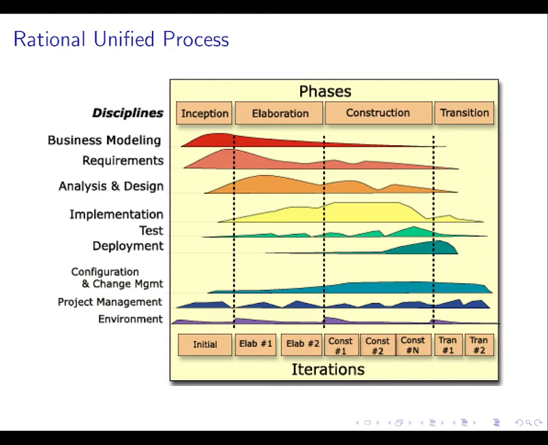And the key insight here is that each of these phases involves a number of these different disciplines. The precise shapes of these coloured bits here are not important, of course. They're trying to give you a rough idea that, for example, a lot of the business modelling is fitting in the inception phase, whereas there's hardly any of that in transition. On the other hand, configuration and change management becomes a more important discipline in the construction and transition phases than it was in the inception phase, that kind of thing.